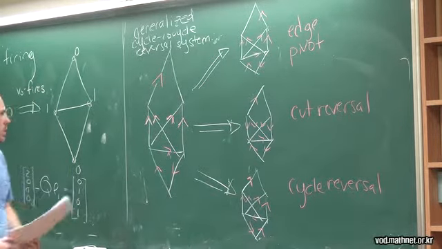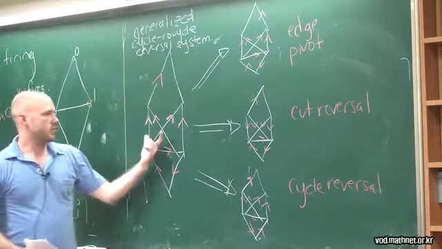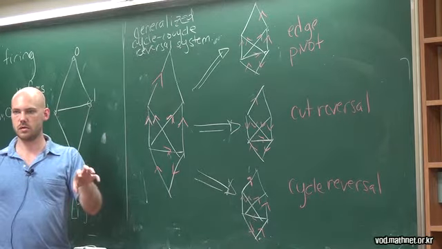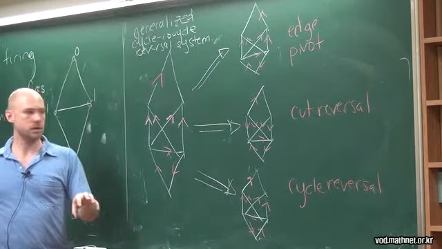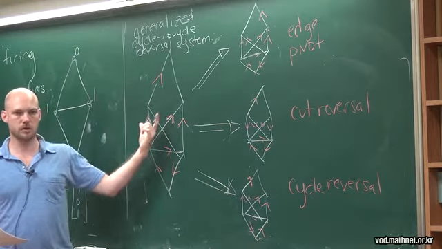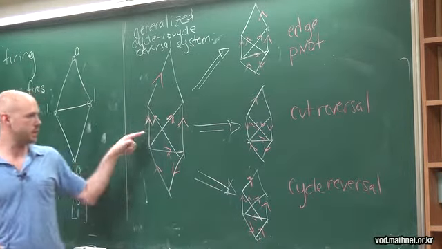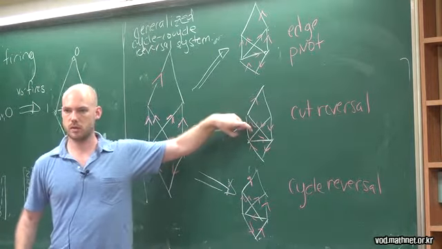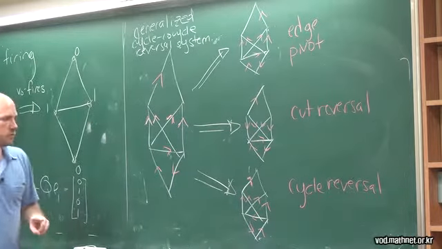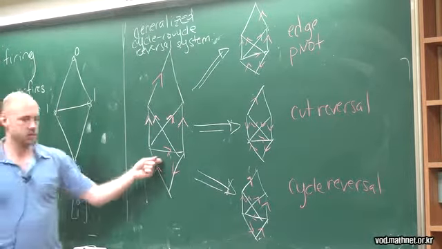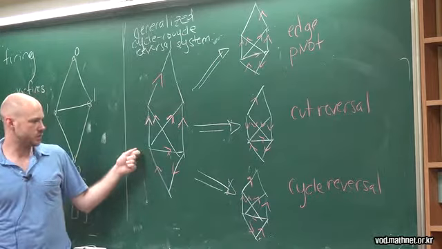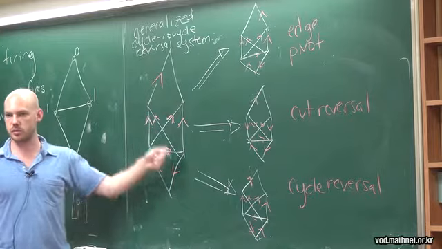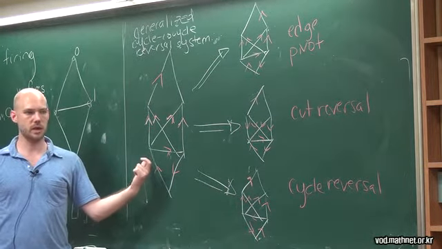The second move is a cut reversal. If you partition the vertices into two sets and look at the edges going between them, that's a cut. If the cut is consistently oriented, so all of the edges are pointing in one direction, like in this picture where they're all pointing upwards, we can flip all of the edges in that cut and make them point downwards. The third type of move is a cycle reversal. If you have a directed cycle, where all of the edges are pointing in the same direction, then you can reverse the orientation of all of the edges in that cycle.